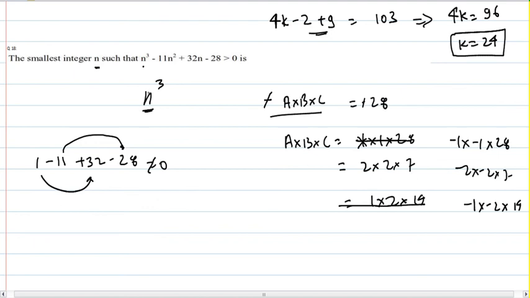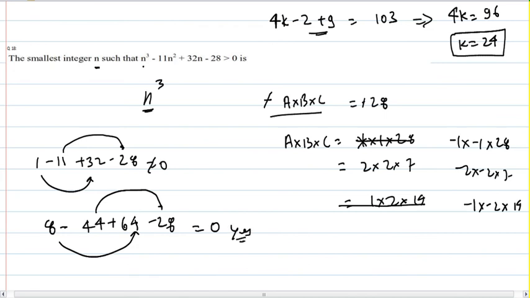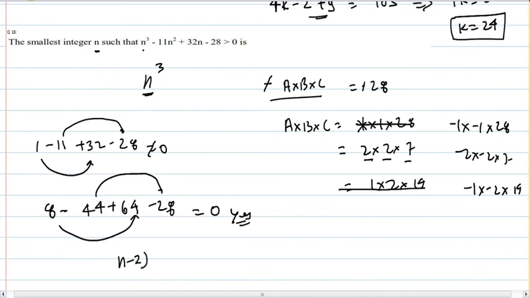Before I start putting negative values, let me test a positive value. If I put 2 in this, I will have 8 minus 44 plus 64 minus 28. This is positive 72 and this is negative 72. Addition is 0, absolutely. So these are my roots, guys. If you want, you can put 7 and check as well. So if these are my roots, that tells me my equation is of the form n minus 2 into n minus 2 into n minus 7. That is basically n minus 2 square into n minus 7.